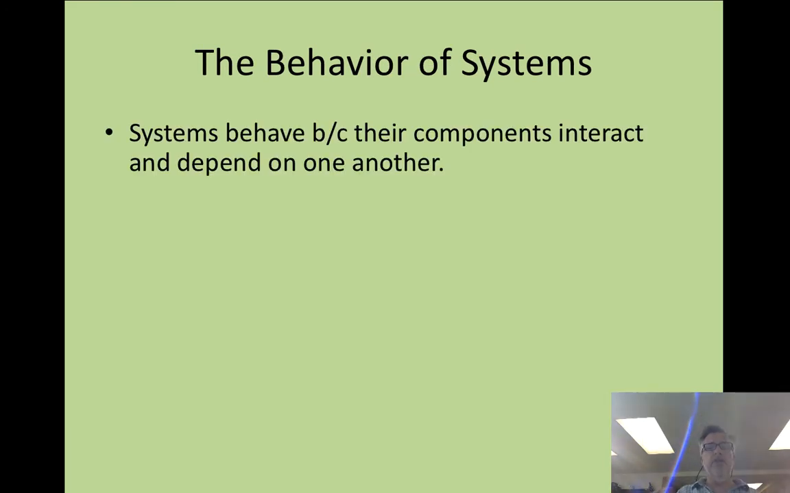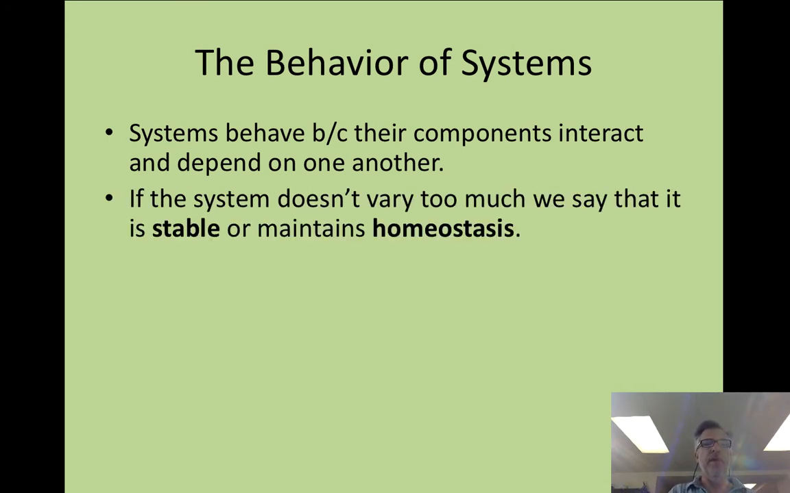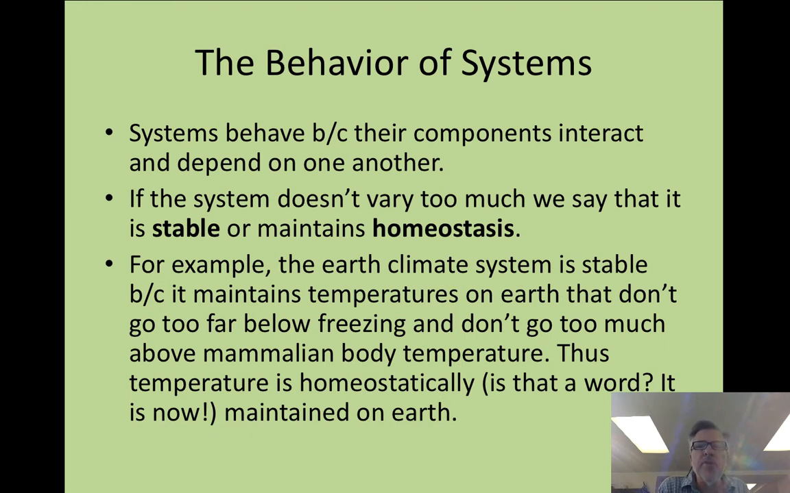Finally, we want to get on to the behavior of systems. Systems behave because their components interact and depend on one another. If a system doesn't vary too much, then it is said to be a stable system, and it maintains conditions stably in the same relative amount, and we call that homeostasis. For example, the Earth climate system is stable because it maintains temperatures on Earth that don't go too far below freezing and don't go too much above mammalian body temperature. Thus, temperature is homeostatically maintained on Earth.